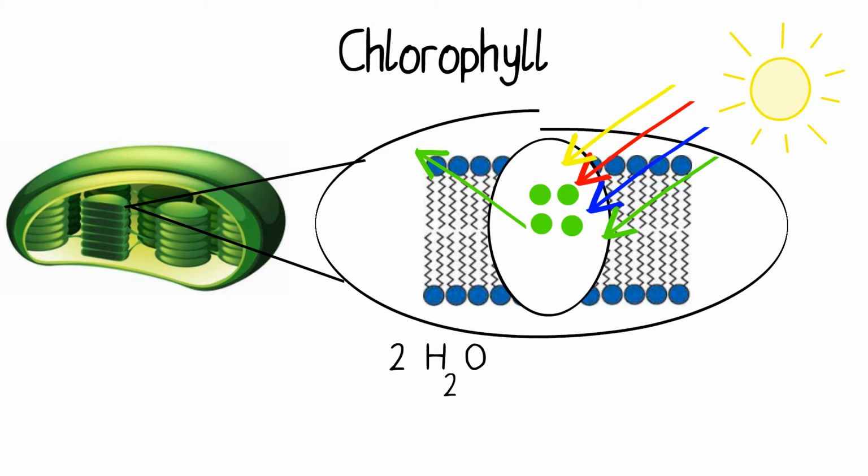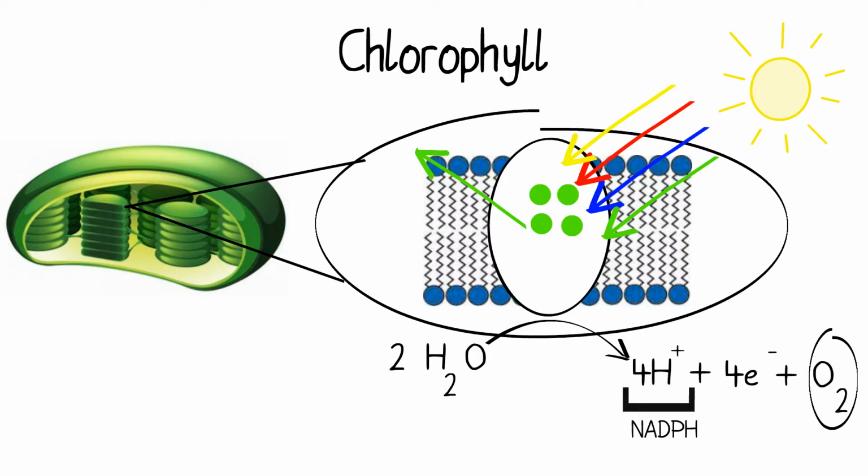Water absorbed by plants is split into protons, electrons and oxygen. The protons are stored in a molecule known as NADPH, and the electrons are stored in a form of ATP.